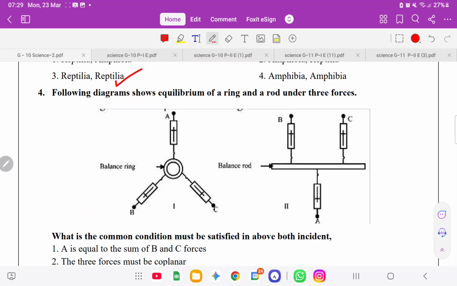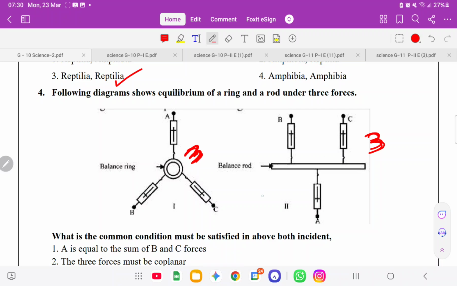Not amphibia, right? Following diagram shows equilibrium of a ring and a rod under three forces. So this is three forces in A and B both, but the first one is non-parallel and B is parallel. In the first one, the non-parallel one, what happened? There are three conditions. I think you remember there are three conditions for this. You need to write in the note what the three conditions are for a non-parallel three-force system.